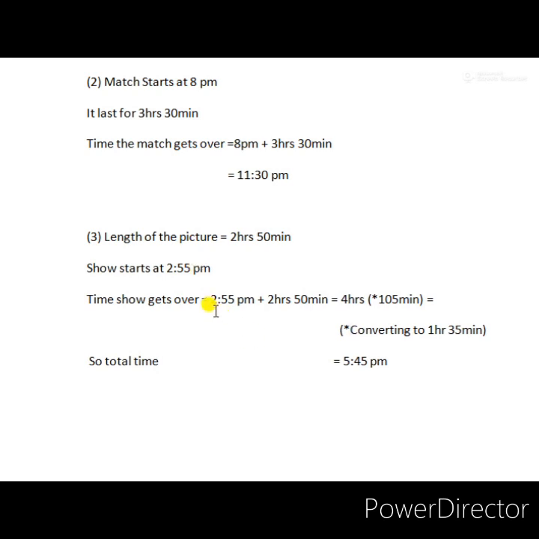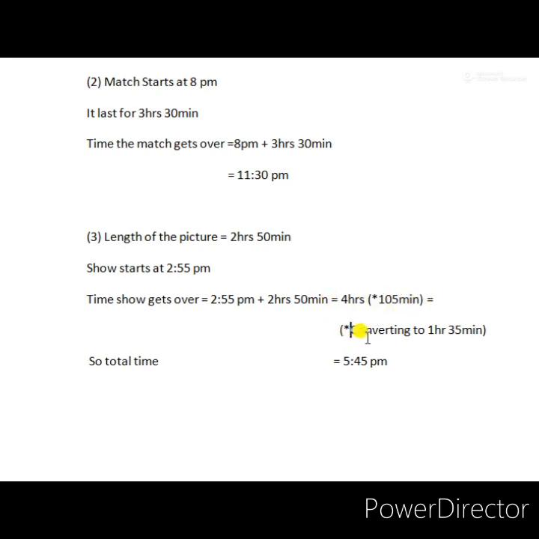So you write the answer: the length of the movie equals 2 hours 50 minutes and the show started at 2 hours 55 minutes p.m. So we have to add the 2 hours 50 minutes to this p.m. time. So 2:55 plus 2 hours 50 minutes equals a total time of 4 hours 105 minutes. Students, we know that there is no 105 minutes.